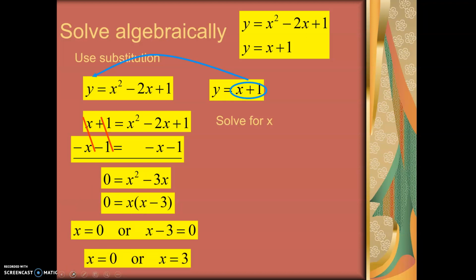Now you're not done, because when they say to solve a system algebraically, that means they want the intersection points. That means we're missing the y coordinates. So how do I get the y coordinates? Well, I plug the x's back into either equation. It doesn't really matter, but normally you want to choose the equation that is simpler. So I'm going to choose the second one.